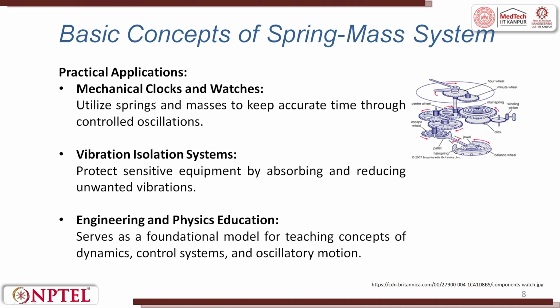Next is mechanical clocks and watches. They utilize a spring and masses to keep accurate time through controlled oscillation. So, here you see there will be a lot of gears and a coiled spring. This is a normal spring, and you can also have a coil spring. In your scooter, this is a normal helical spring and this is a coiled spring. In your kick scooter, when you kick, it goes down and then it gets released very fast. They are all coiled springs. So, in a watch also we use a coil spring.